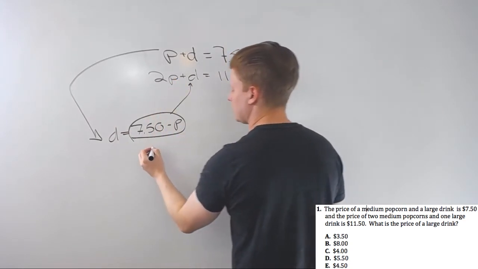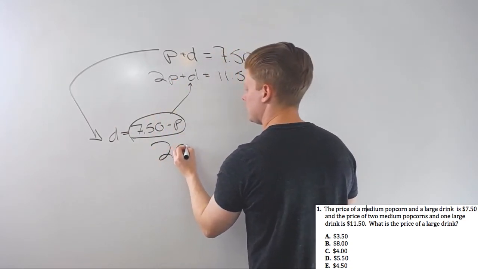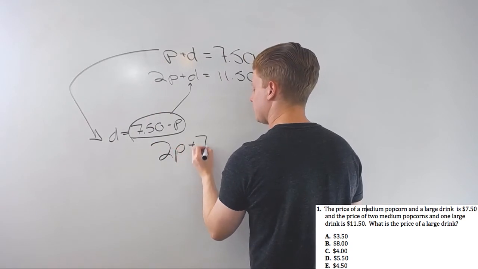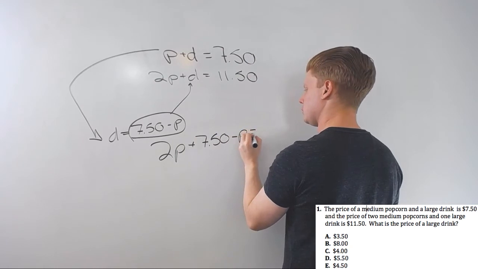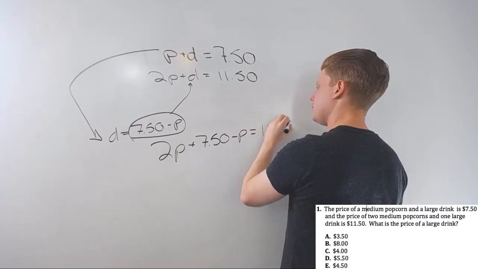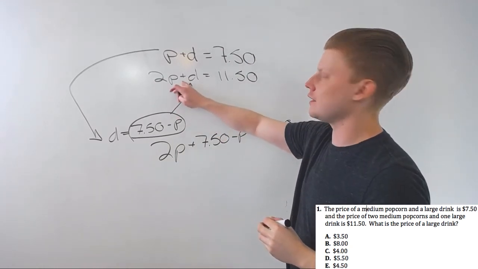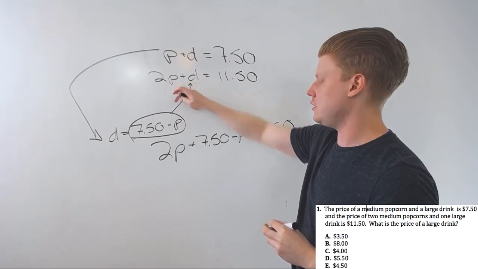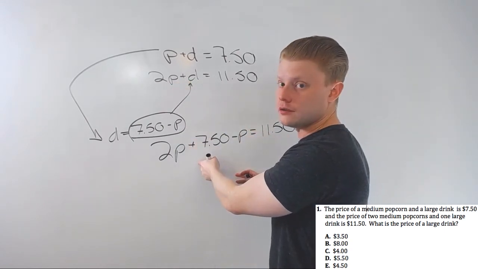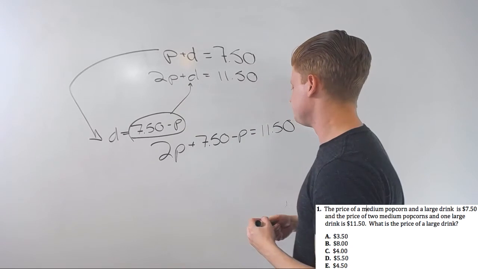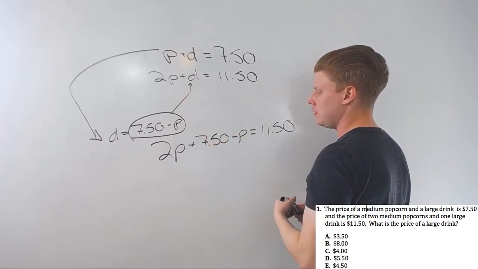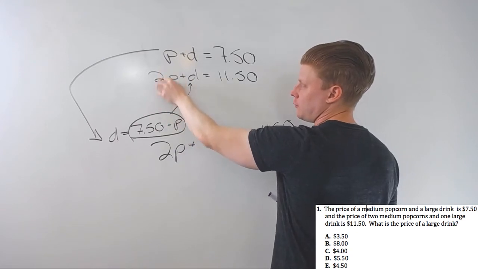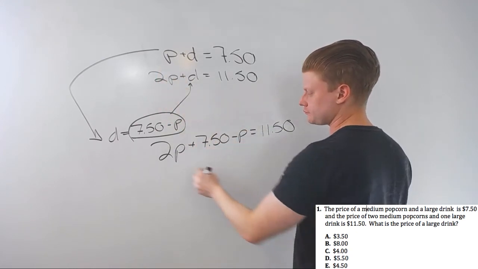So let's rewrite this equation. 2P plus 750 minus P is equal to 1150. Be careful when you do this. If this was a negative D minus D, I would need to throw this in parentheses. Distribute that negative. But since it's positive, I don't have to do it. If there was a coefficient, I would have to multiply both terms by that coefficient.